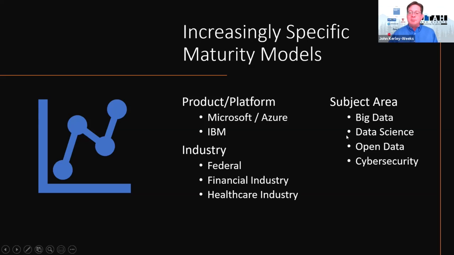And there's a lot of subject areas that are developing maturity models around them, such as cybersecurity, which is going to be appearing in the next couple of months. There are already some maturity models for big data, data science, and open data, or how to share your data with a large public population.